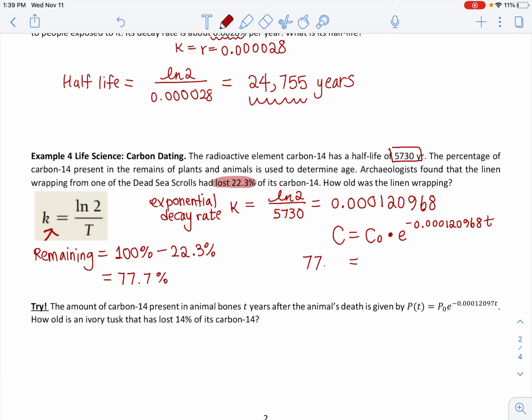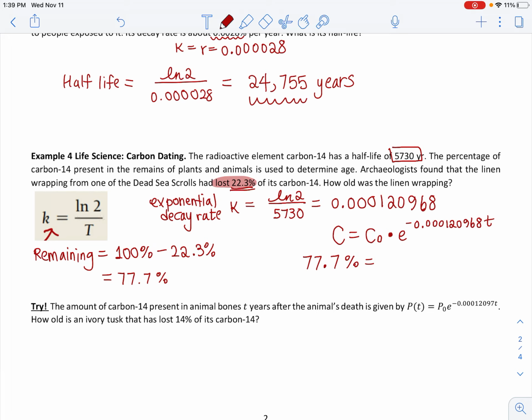Alrighty, let's go ahead and plug in everything we know. I'm going to say 77.7% is the ending amount, but we started with 100%, right? Times e raised to the negative 0.0. Now, if you want to, because you may be like, what happened to the unit? All right, I will put the unit there.